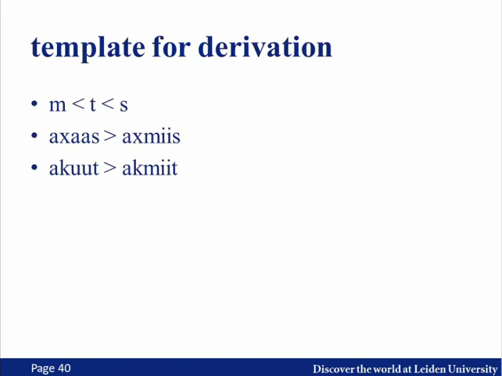Would the same go for the verbs ending in T, if they were middle voice, for example? Nice question. Yes, indeed, it would. We cannot get akutut, akutit. That can't exist. Achasis, achsis, no.